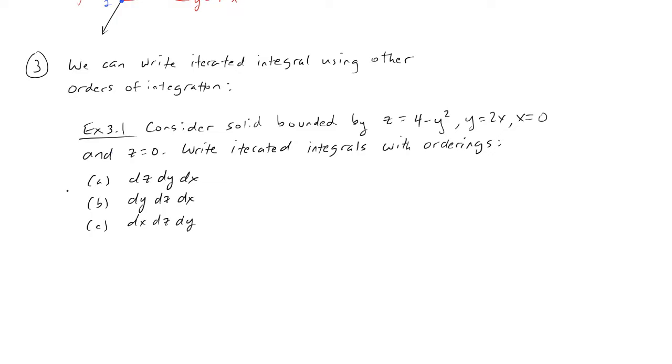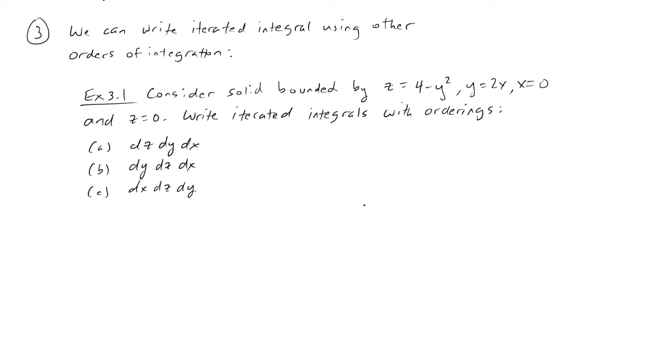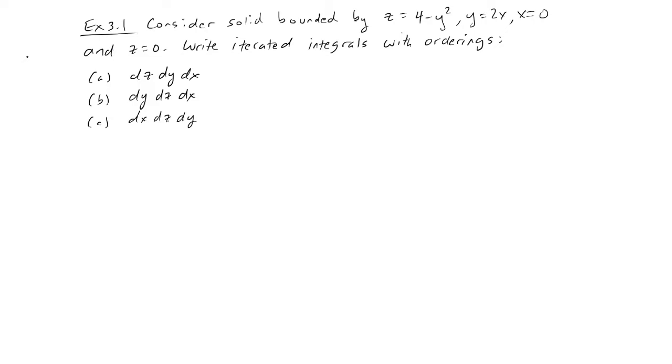So we can write iterated integrals with different orders of integration other than z, y, x. So let's look at this example. We have this solid bounded by these four surfaces, and we want to write iterated integrals with the standard ordering, z, then y, then x, and then these two non-standard orderings. So let's draw some pictures and then write these iterated integrals.